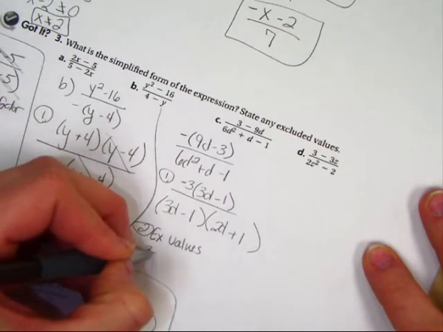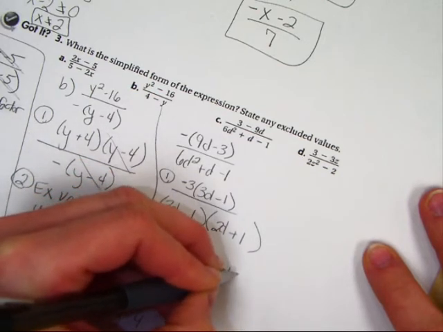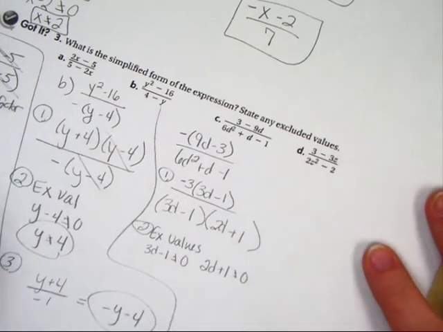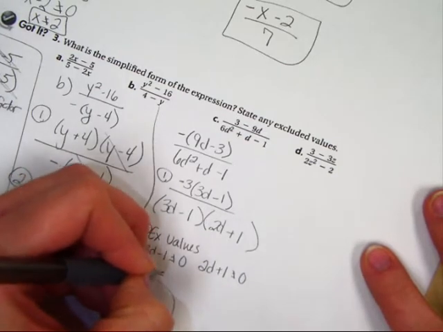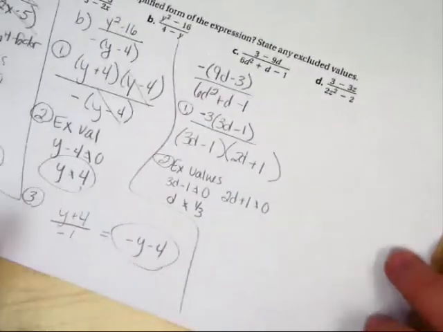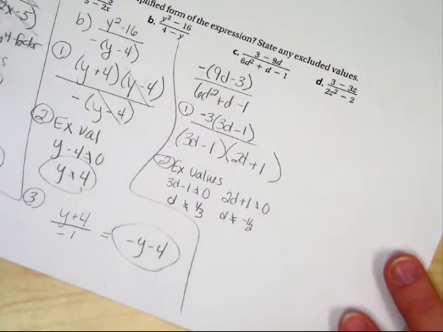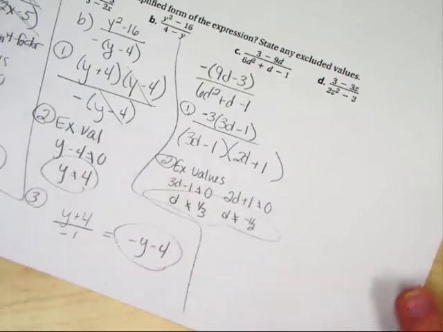Okay, and to do that, you do 3d minus 1 is not allowed to be 0, and 2d plus 1 is not allowed to be 0. Solve here. D is not allowed to be 1 over 3. I did that quickly. Take your time if you need to. Over here, d is not allowed to be negative 1/2. Those are what you call the excluded values.